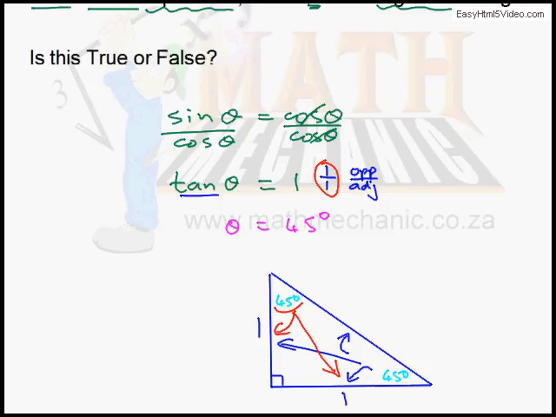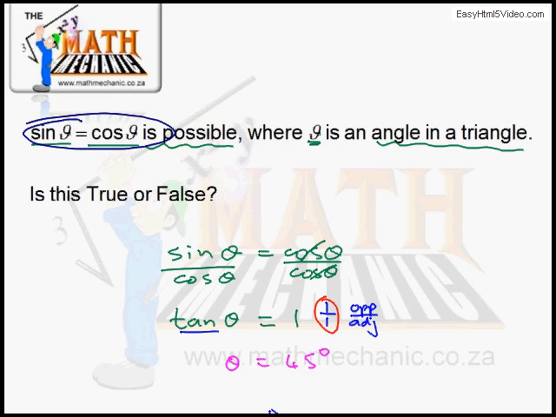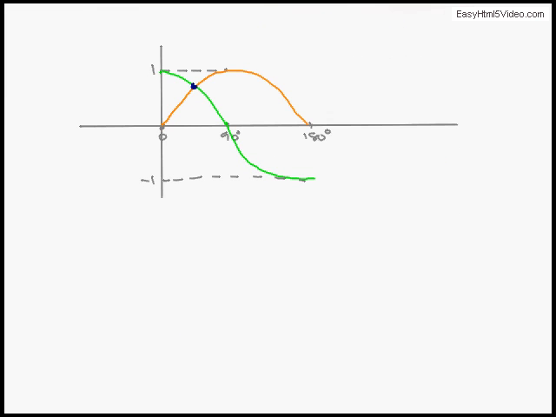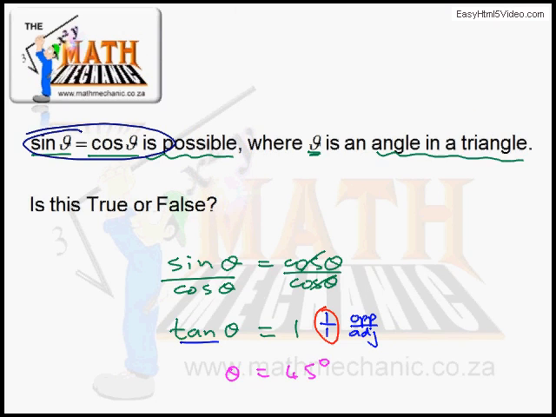And where these two graphs are equal will be the point where they intersect. And that point where they intersect will be at 45 degrees. You can look at it from that perspective as well. But all in all, it comes down to the fact that theta can be an angle inside a triangle. It's an acute angle. It's not so big that it cannot fit inside a triangle at all.